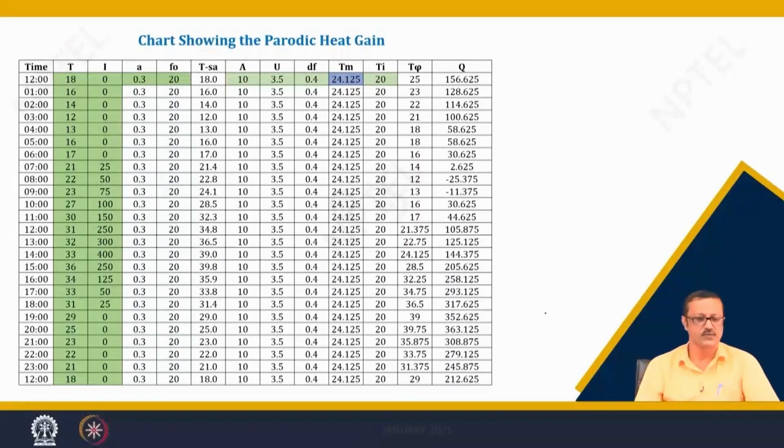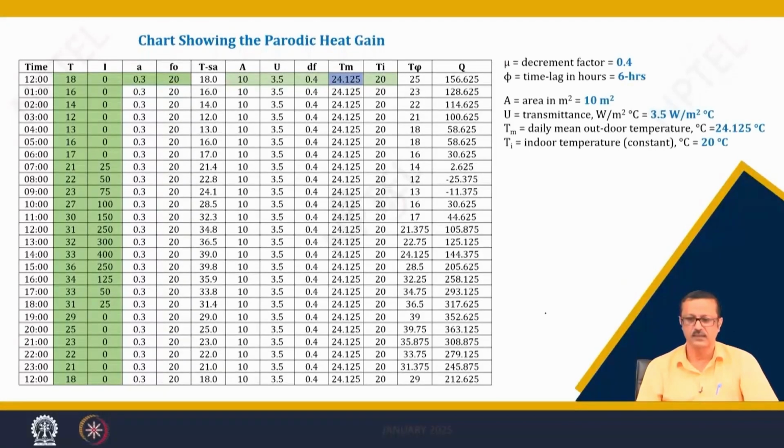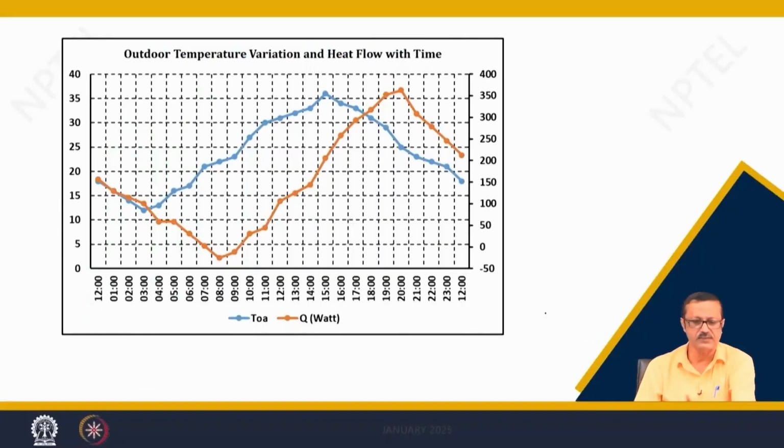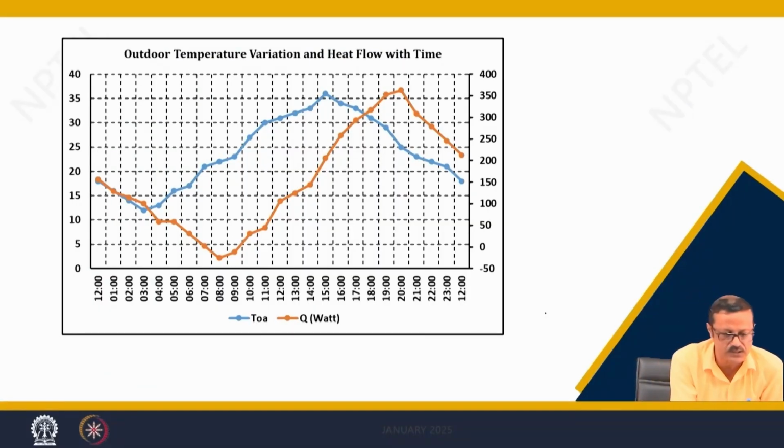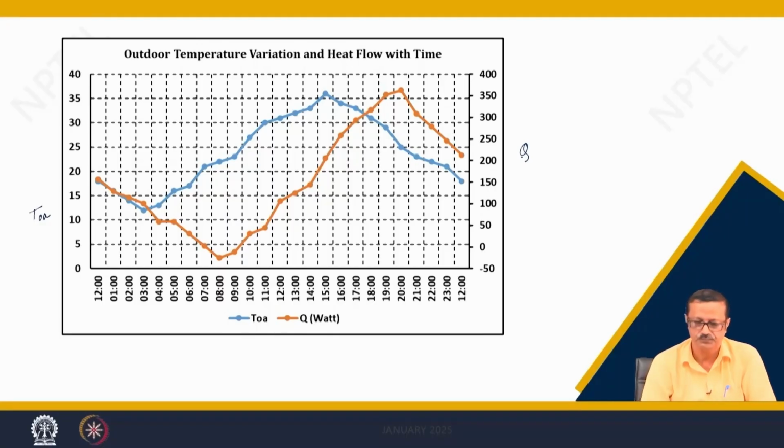So, I have computed this for the same values whatever we have just now seen, and with this I have computed for 6 hours. 0.4 is the discriminant factor, 10 meter square is the area, 3.5 is the U value, T mean is 24.125 degree, and indoor temperature is kept at 20 degree. So, this is the variation. The blue line indicates the outdoor temperature, that is T O in this axis, and in this axis is the Q, that is in watt, right.